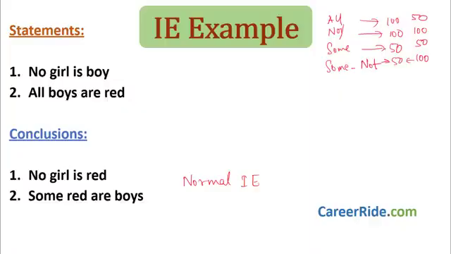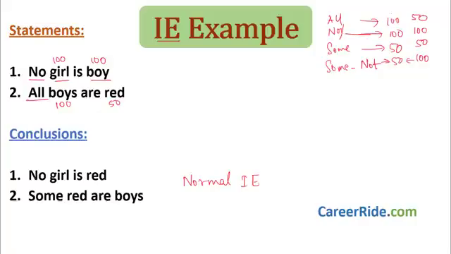Now let us start solving the example by the income expense method. First statement or first sentence, no. No means there are two elements, 1 and 2. Give 100 rupees to first, 100 rupees to second, as per this. Okay, all, second statement has all. For all we give 150. So 100 to the first element, 50 to the second element. Please remember here, red, boy, girl, these are elements. Are, is, no, all, these are not the elements.